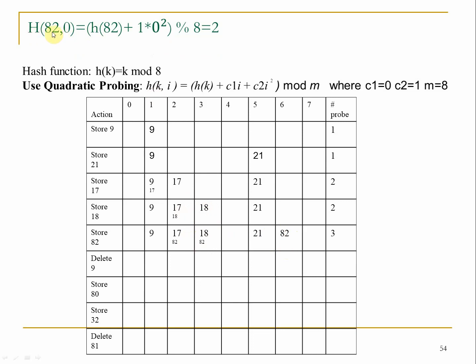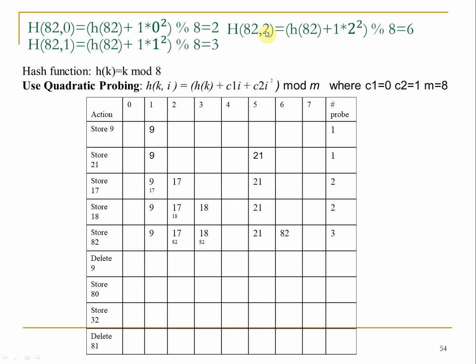Let's see this. So you can see that when i equals 0, you will look into the home position, finding it is occupied. And then when you change i to 1, you will look into the next location, which is occupied. So now when we change i to 2, you will multiply 1 by 2 squared. And basically you will get 4 positions away from the home position. That's why you can get 82 over here.